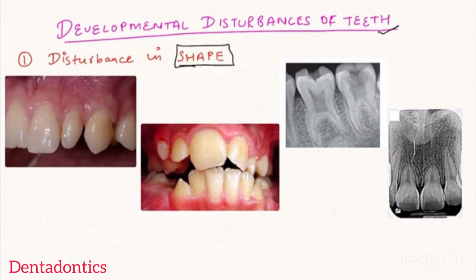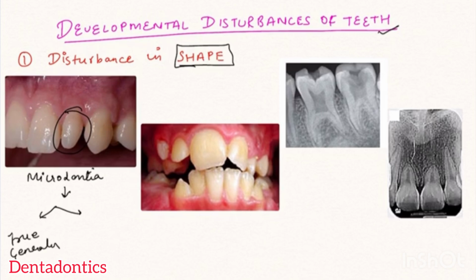First is microdontia. As you can see in this picture, this lateral incisor is smaller in shape as compared to the central and canine. So microdontia is a condition where the tooth is smaller in size or smaller in shape. Maxillary lateral incisor is the most commonly involved. It can be categorized into true generalized microdontia and relative microdontia.